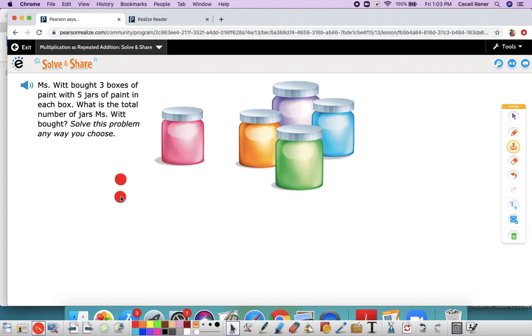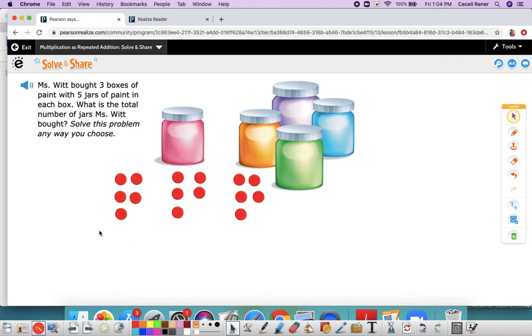There's 1, 2, 3, 4, 5. That's box 1. Here's box 2. 1, 2, 3, 4, 5. And now here's box 3. 1, 2, 3, 4, 5. And those are my boxes of paint. So now what am I going to do? What do you think I could do to figure it out?